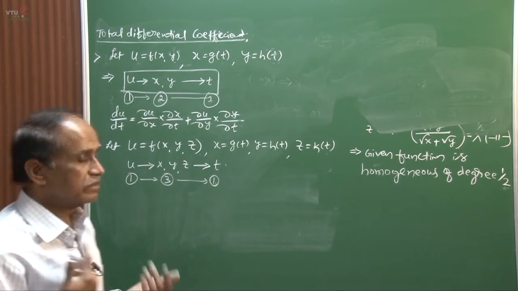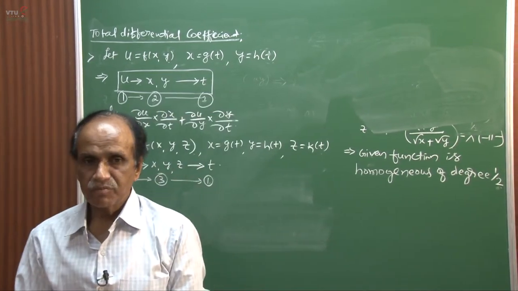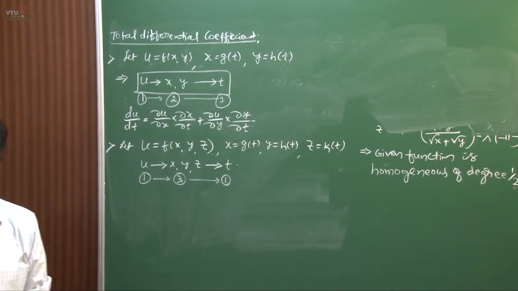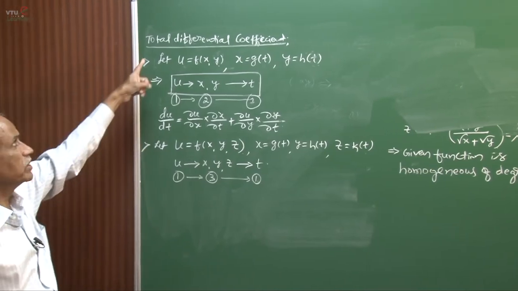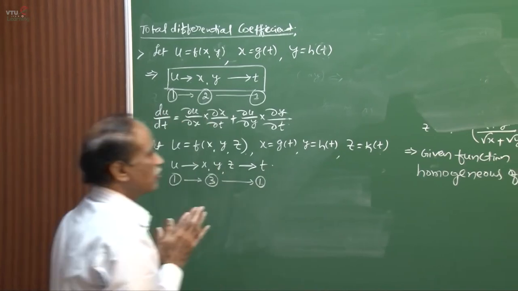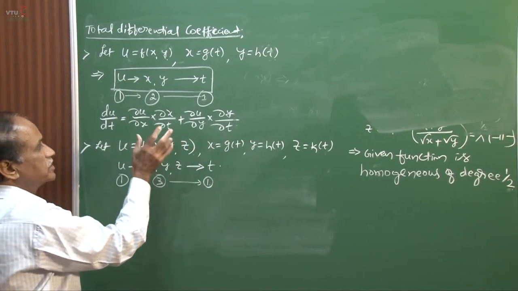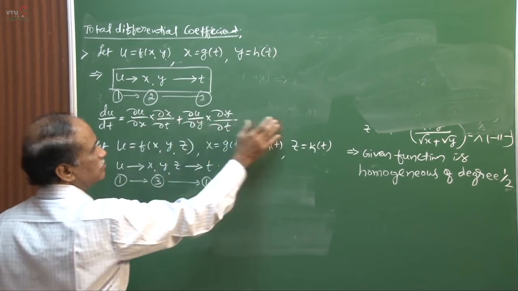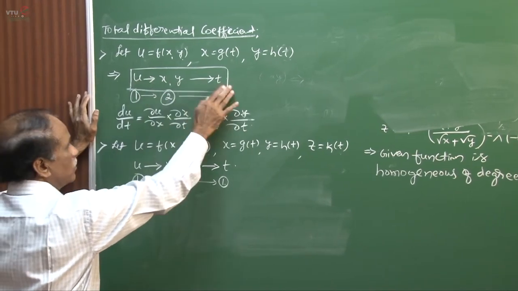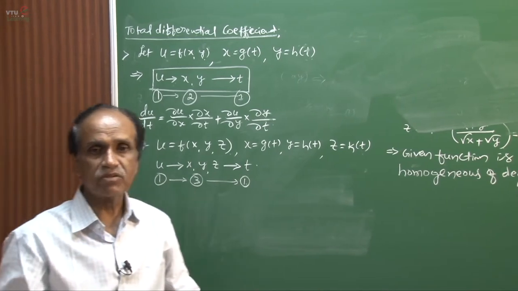So what we are going to understand as a total differential coefficient is the connectivity between ordinary differentiation and partial differentiation. Ordinary differentiation will always be called the total differential coefficient, which is expressed in terms of a linear combination of partial derivatives. Linear combination means the first term plus second term plus third term, like that it goes. This is the case of 1, 2, 1. This is the case of 1, 3, 1. In any one of these two, you can expect your study.